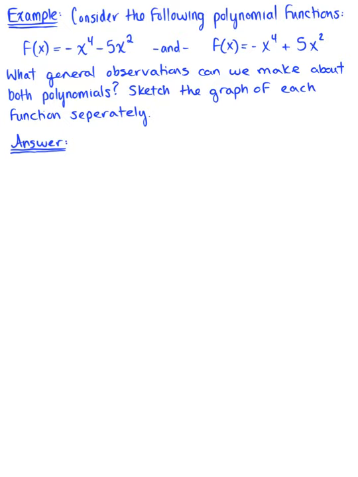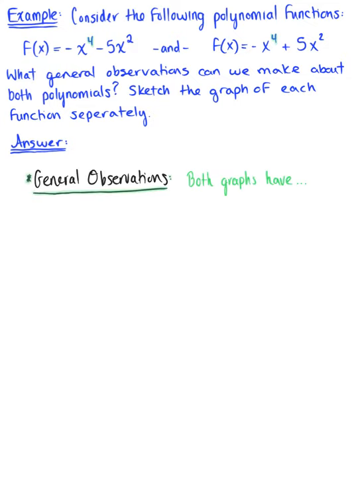So our general observations: both of these polynomial functions are degree 4. So we can say our degree n equals 4. So these are quartic functions, or quartic polynomials.